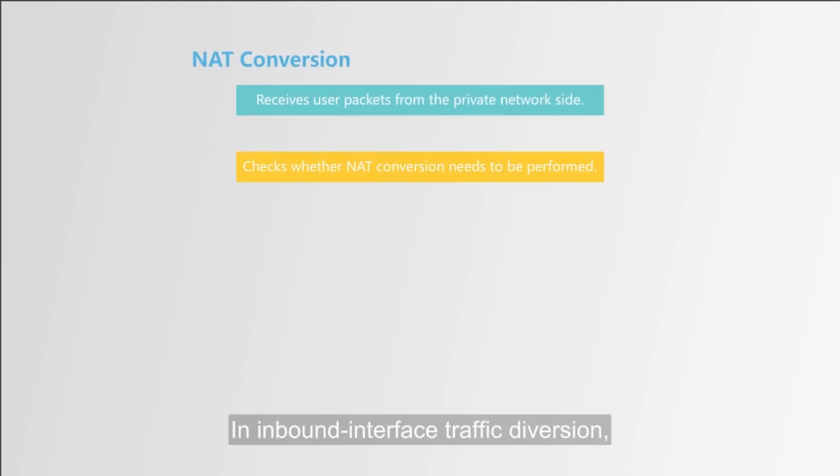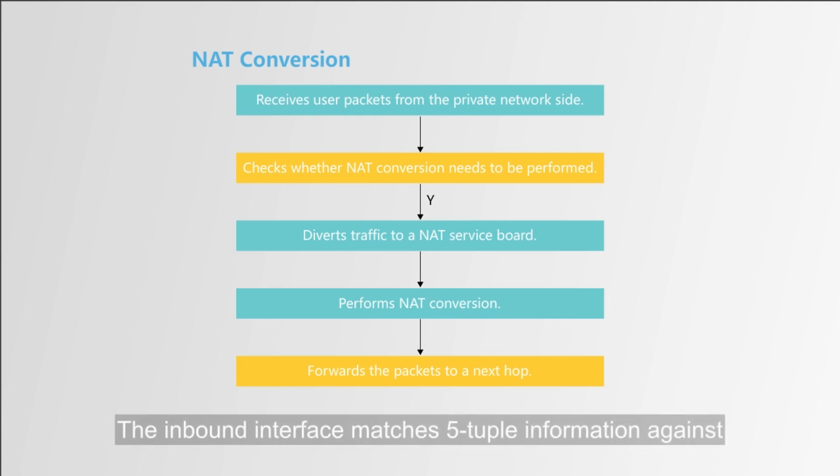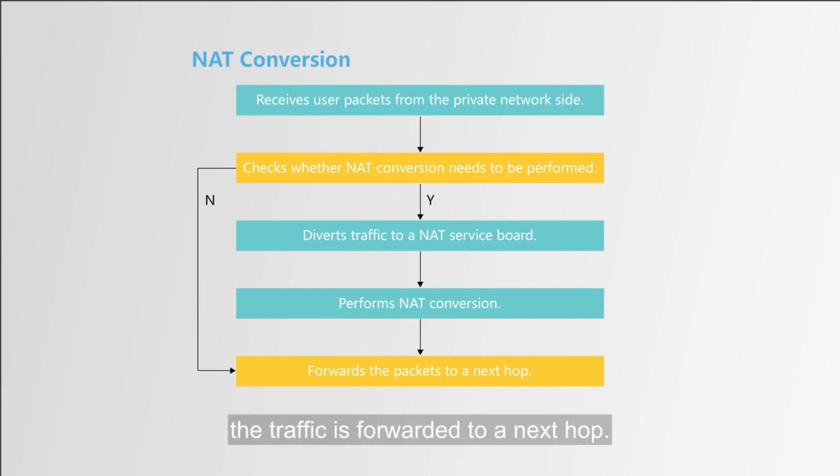In inbound interface traffic diversion, a traffic diversion policy is applied to a specified inbound interface. The inbound interface matches 5-tuple information against an ACL rule and a traffic policy. If a match is found, traffic is processed by NAT. If no match is found, the traffic is forwarded to a next hop.